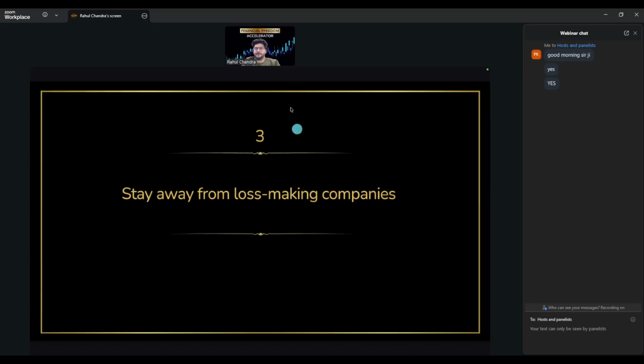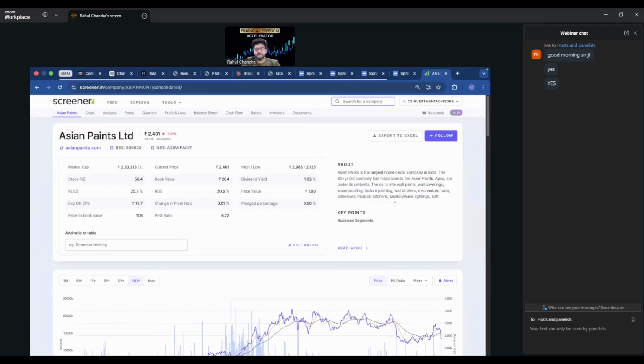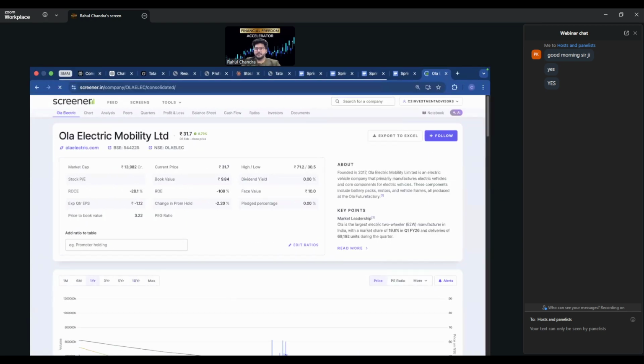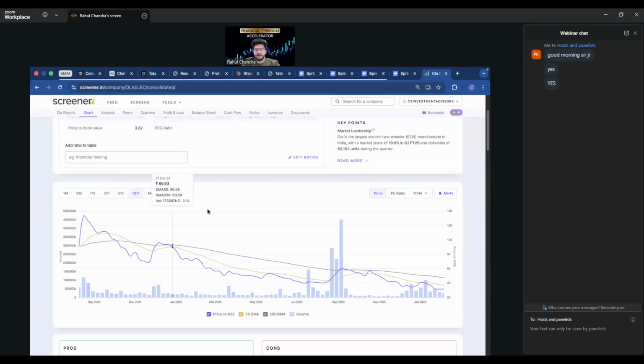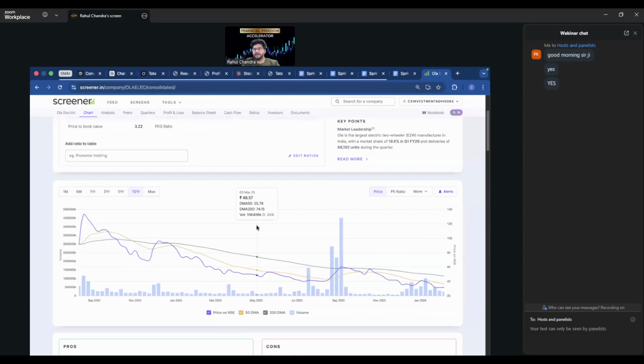Does it? Because people always go based on hearsay. Correct? So, for example, let's look at Ola. What happened to Ola? Did an IPO, amazing IPO. Stock price never really recovered from there.